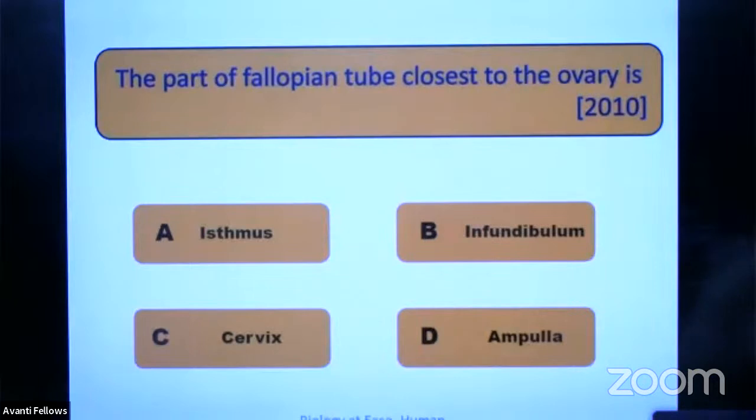And next one, the fourth question: the part of the fallopian tube closest to the ovary. You see the part of the oviduct close to the uterus is called the isthmus, the middle portion is the ampulla, and the infundibulum is seen very close to the ovary. So here the correct answer for the fourth question is infundibulum only.